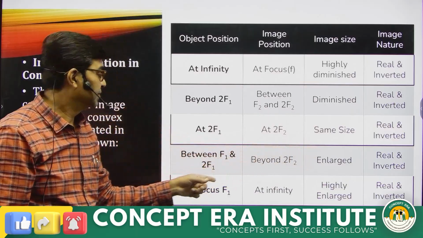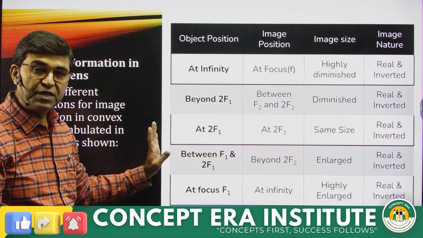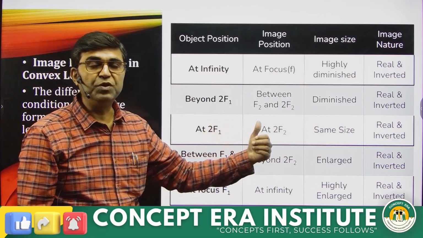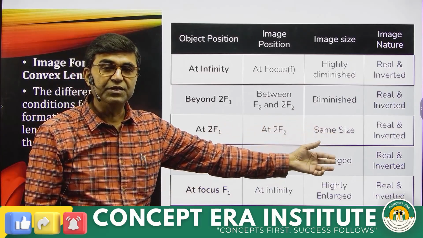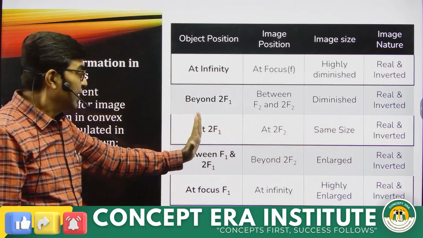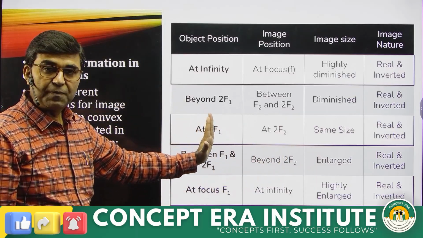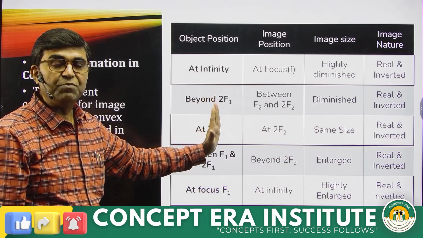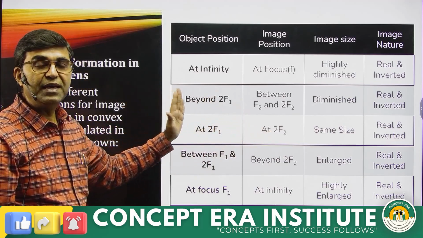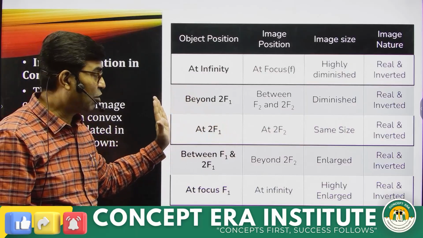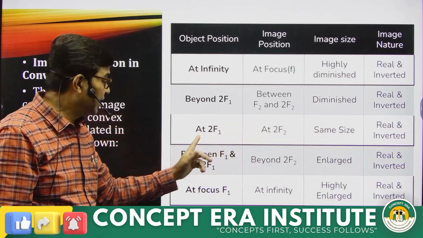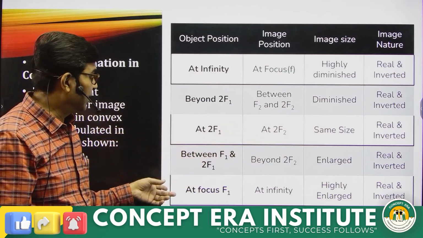If the object is placed at 2f1, then the image will be at 2f2, real, inverted and same size. If the object moves further closer, that is between f1 and 2f1, the image moves beyond 2f2 and is real, inverted and enlarged. When the object is placed at 2f1, at that point, the image and object are equal. If the object is beyond 2f1, image will be diminished, and if the object is between f1 and 2f1, then the image will be enlarged.